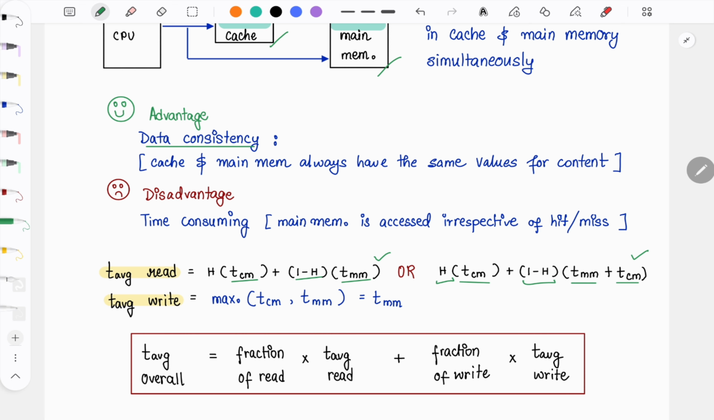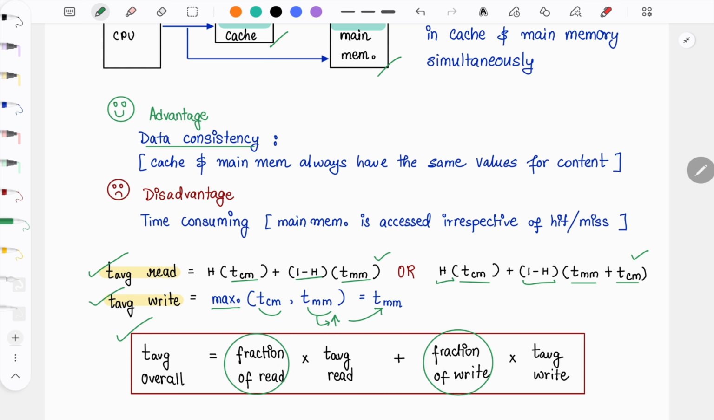But in the case of a write operation, we have to consider the maximum of these two, the cache memory access time and the main memory access time. Usually we know that the cache memory is faster and main memory is slower, so this is going to take a higher amount of time. So the maximum of these two is usually the access time for the main memory. And to find the overall average time, we will use this formula where we multiply the t average for read operation with the fraction of read, and the t average for write operation with the fraction of write.